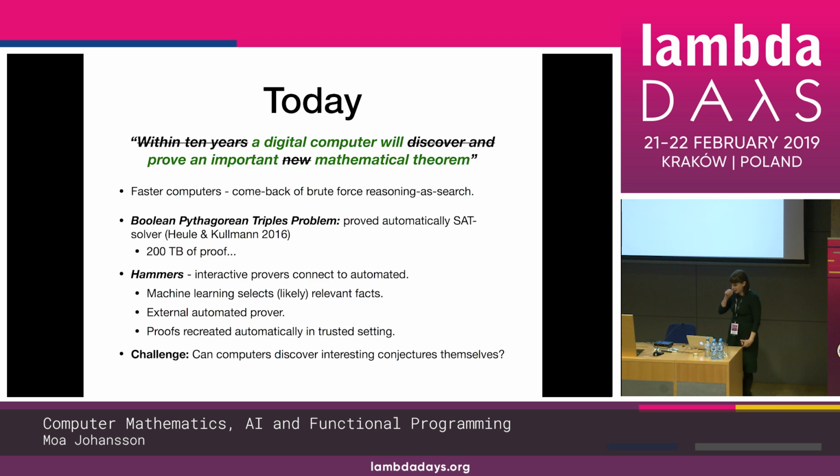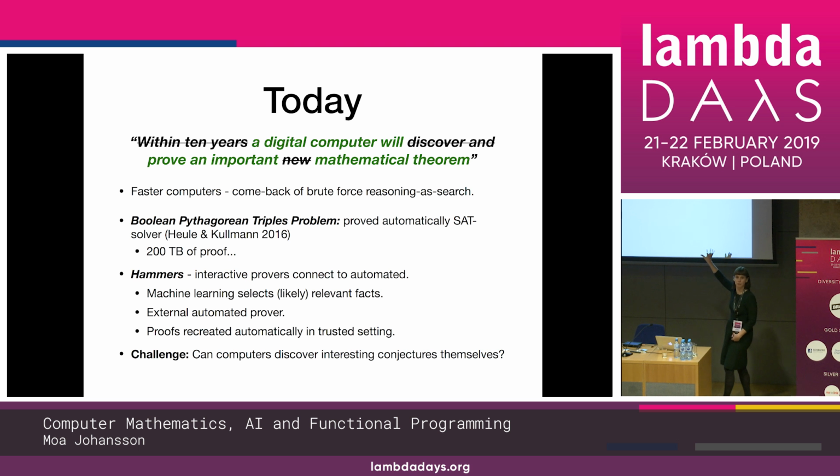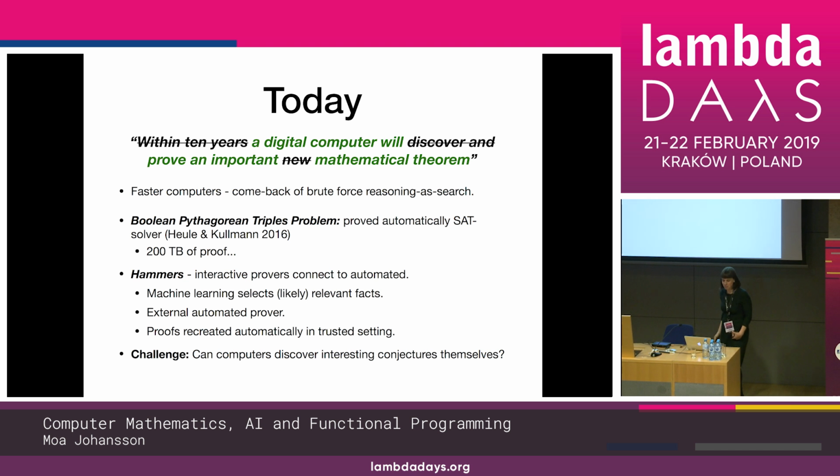Okay. So where are we today? Coming back to this claim that Newell and Simon made in 1958. Not quite there, right? But a digital computer will prove an important new mathematical theorem. That's probably okay. Maybe we can say that. So today we have primarily much faster computers. I should say that this Kepler's conjecture, of course, wasn't proved automatically. It was done interactively. So yeah, maybe we've gotten there.